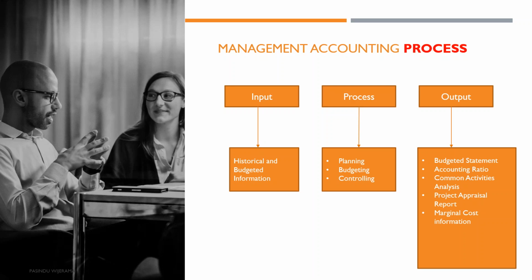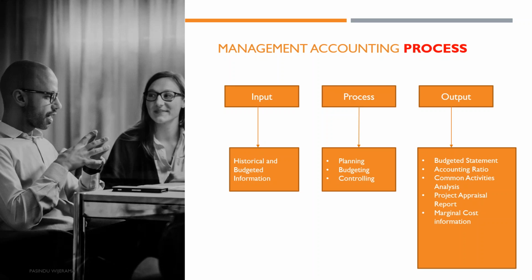Puta, financial accounting had only 1 output, which is the financial statement. That we classified into 5, but financial accounting had only 1 output. What is that? Financial statement. But financial statements are not provided by the management accounting. Management accounting, according to the requirement of the managers, may have a variety of outputs. It may be a budgeted report, accounting ratios, common activity analysis, project appraisal report, marginal cost information. It could be anything.